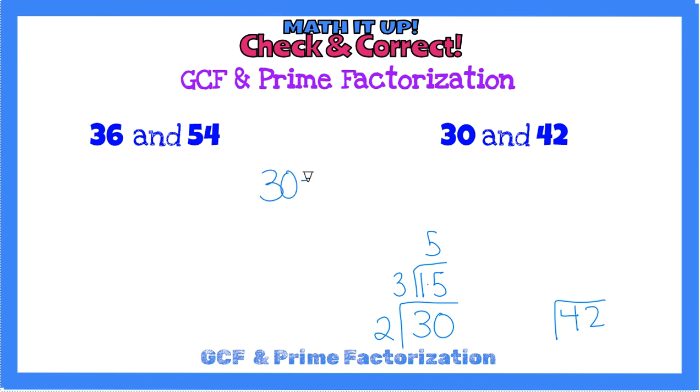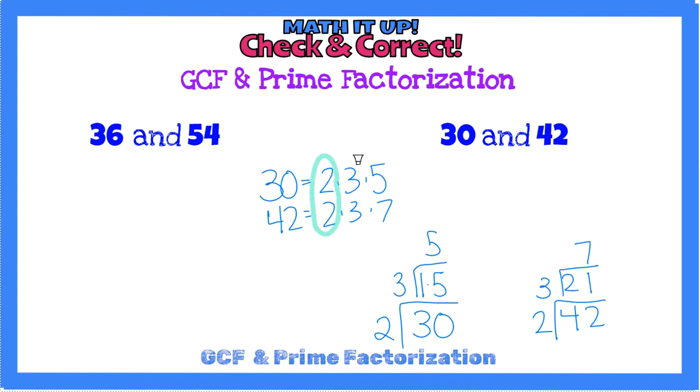So my 30 is the result of 2 times 3 times 5. 42: again, I can use a 2 right off the bat here. And then I can use a 3, and 3 goes into 21 7 times. So 42 is the result of 2 times 3 times 7. And let's just check this work to make sure. 5 times 3 is 15, double that is 30. 7 times 3 is 21, double that is 42. Looks good.